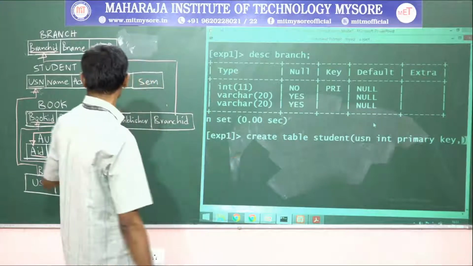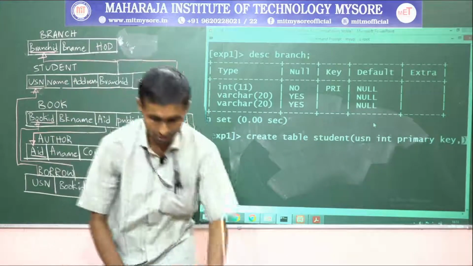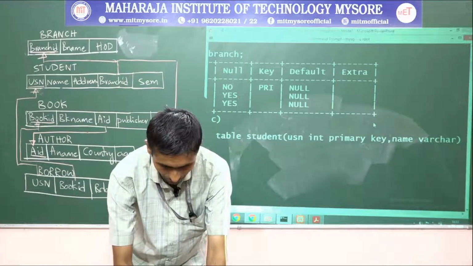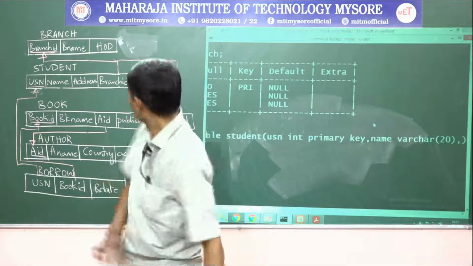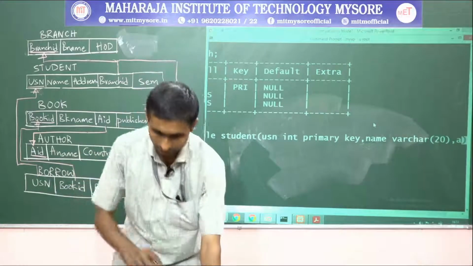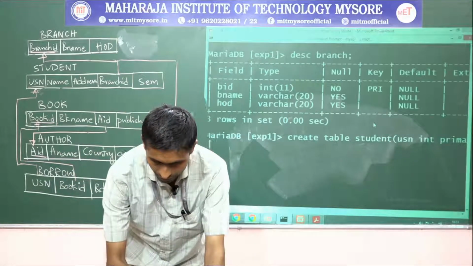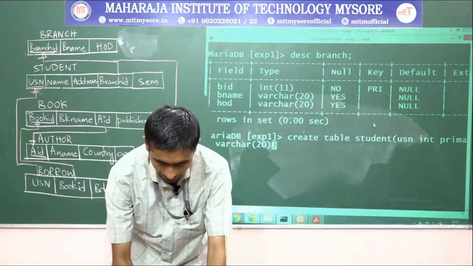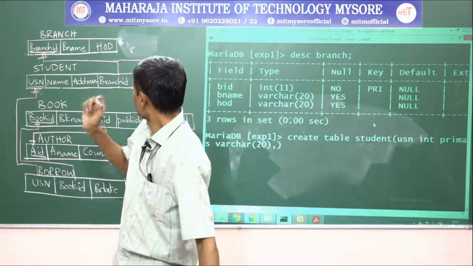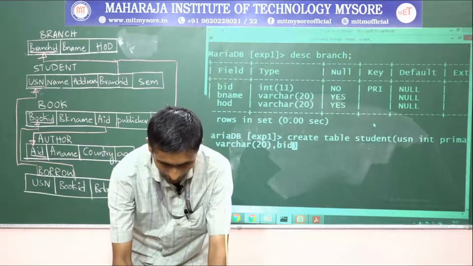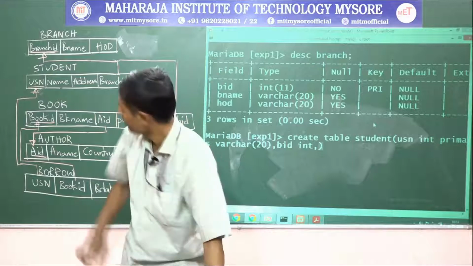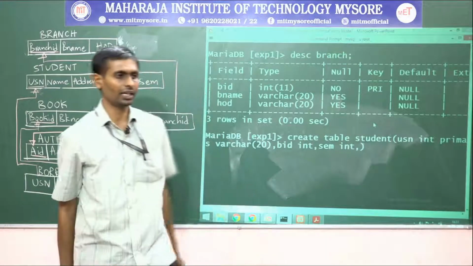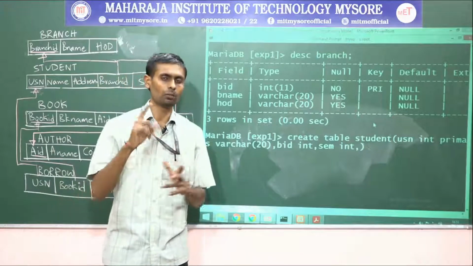Next step is to make this name, address, branch ID that I want to define. Name varchar of some 20. Then what next? Address varchar of 20. What next? I want to have a branch ID that called my name BID int. Fine. Then after this sem int. Never forget, once after writing, let me go with making one more thing we have missed.